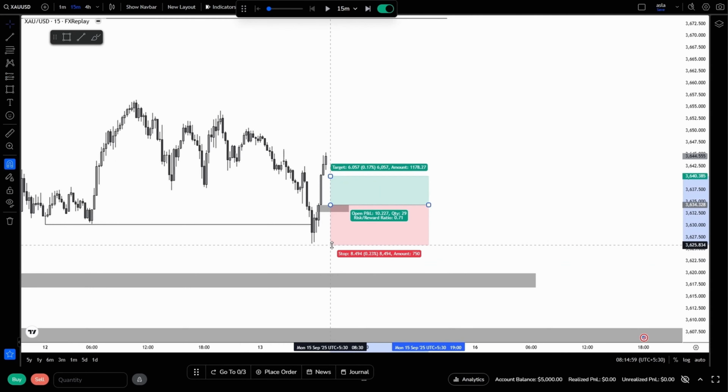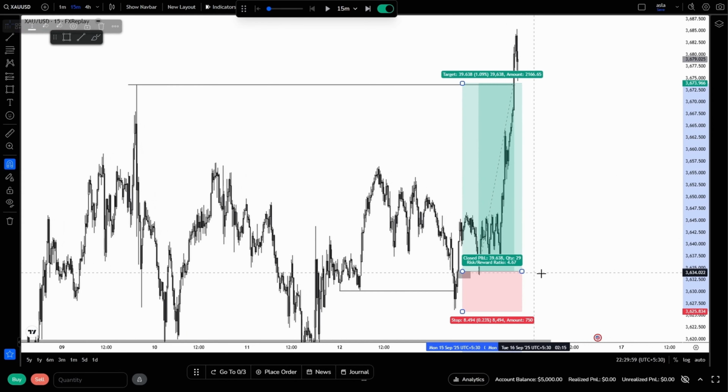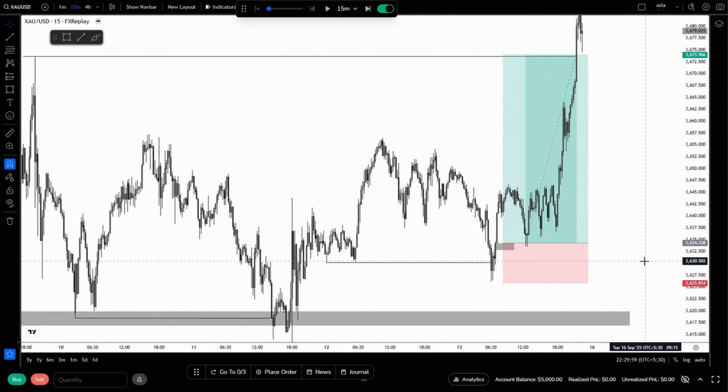Price expands aggressively and moves straight toward the 4-hour highs. No hesitation, no consolidation, just clean continuation in the direction of the higher time frame draw on liquidity. This is the key point I want you to understand.